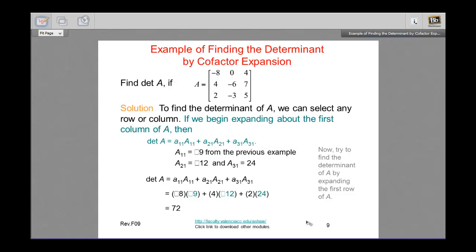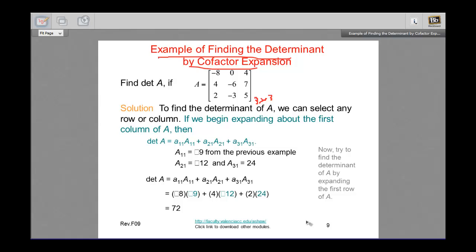Here it says, example of finding the determinant by cofactor expansion. Let us take an example. Here a 3 by 3 matrix is given, and it says to find the value of the determinant. Solution: to find the determinant of A, we select a row or column.